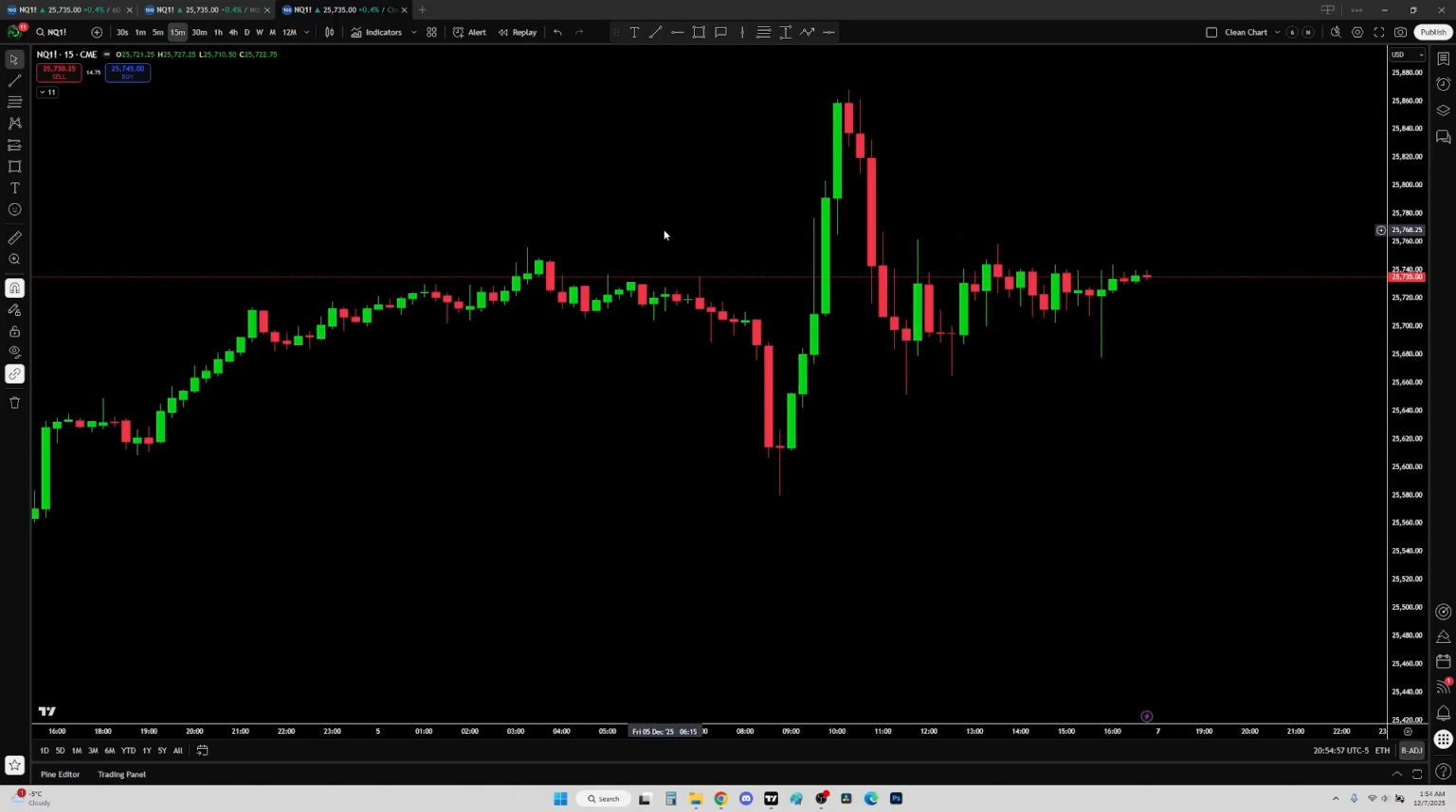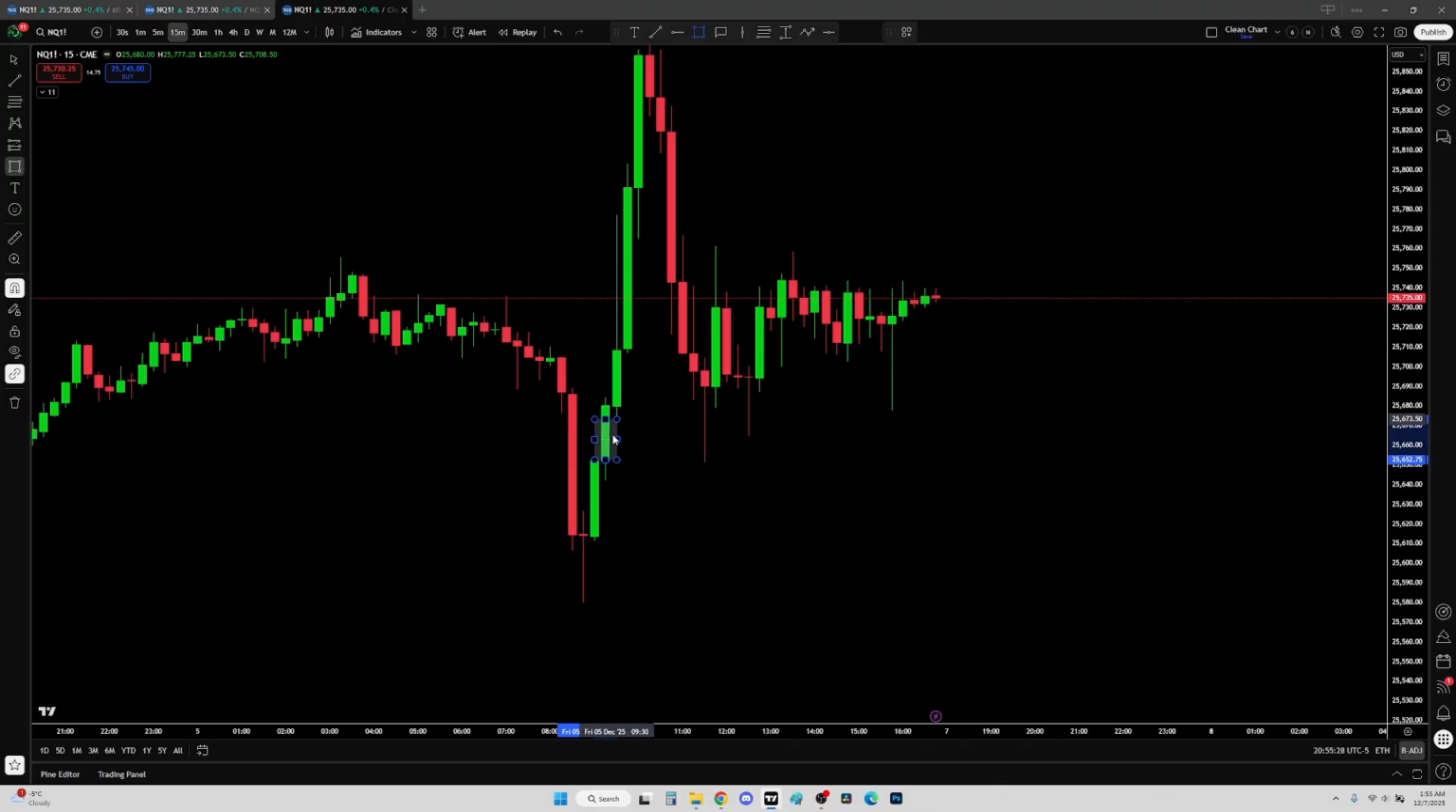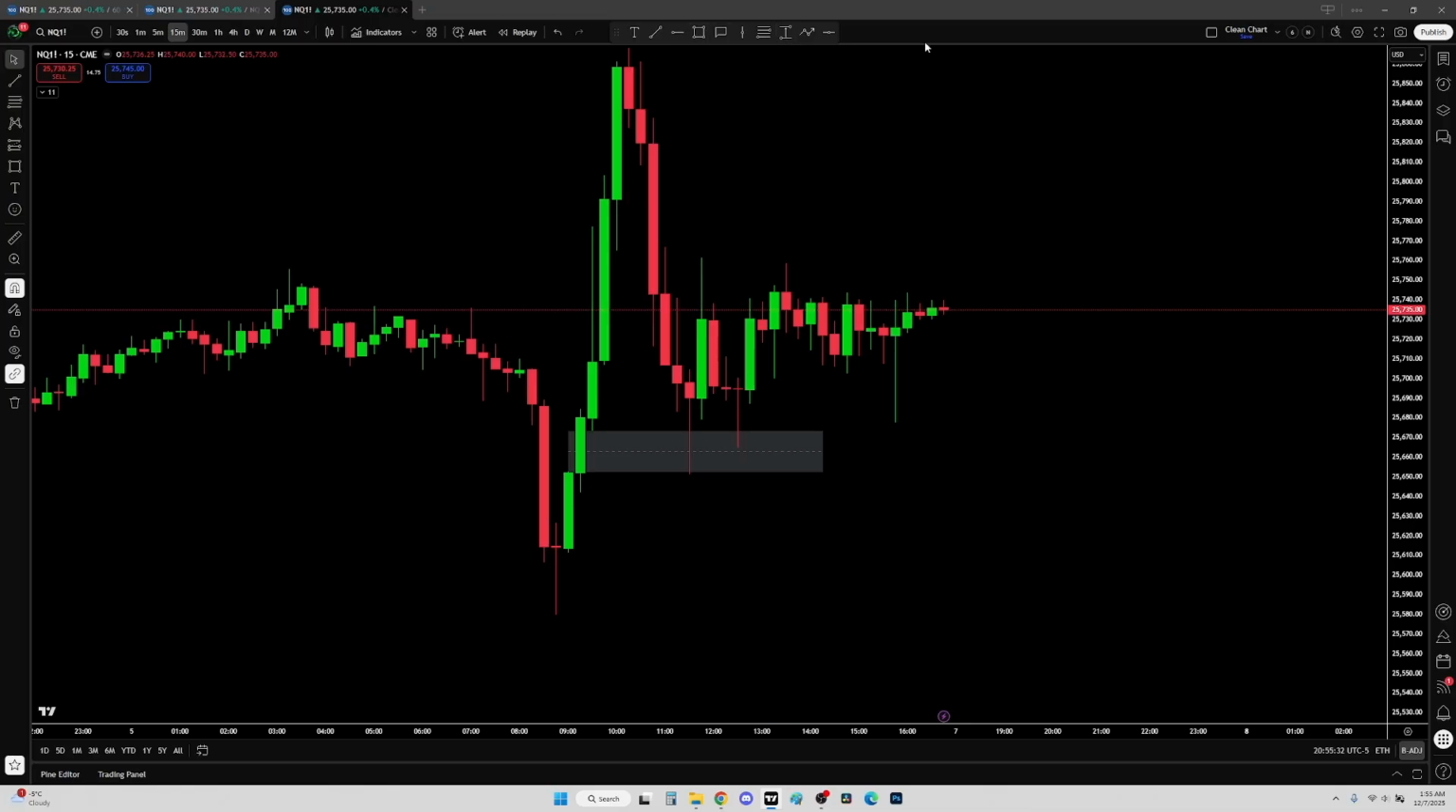A fair value gap is a 3-candle pattern that has the first candle, and then it has a second candle that basically makes a large pass through. And then there's a third candle that basically closes after the second candle. And then the combination of the first and the third candle make a gap. This here is a fair value gap in the form of a BISI. And this is a 15-minute chart.